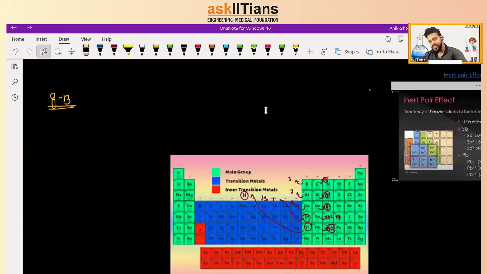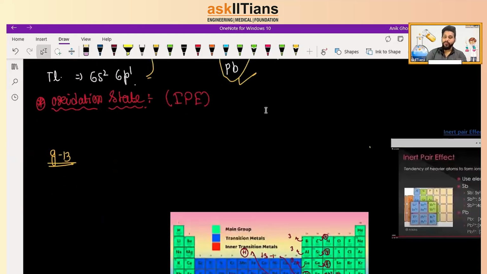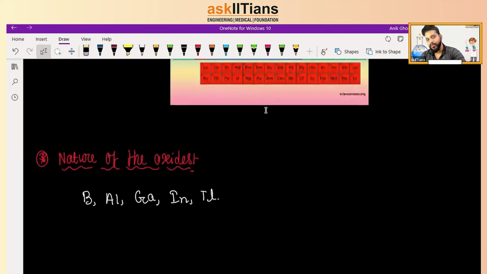And on the basis of this now, going forward, you're going to see so many questions coming. Why Sn2+ is acting like a reducing agent, whereas Pb4+ can act like an oxidizing agent? These kind of questions can come a lot, right? Where you have to just use this inert pair effect concept in order to answer, right? So this is the main part here.